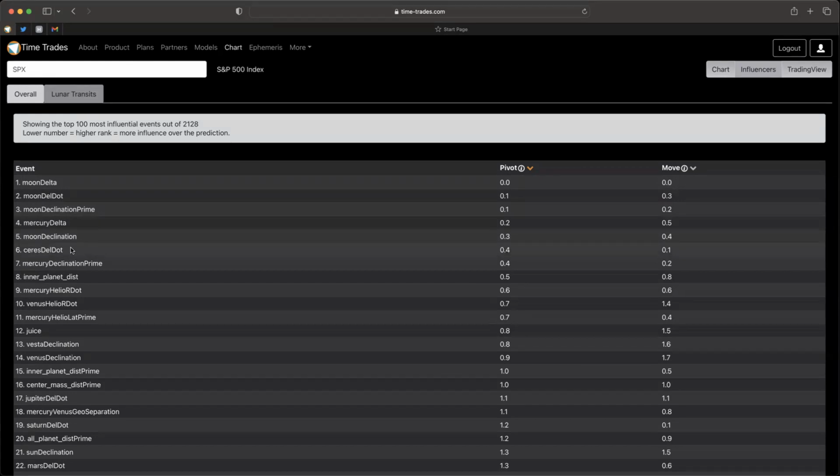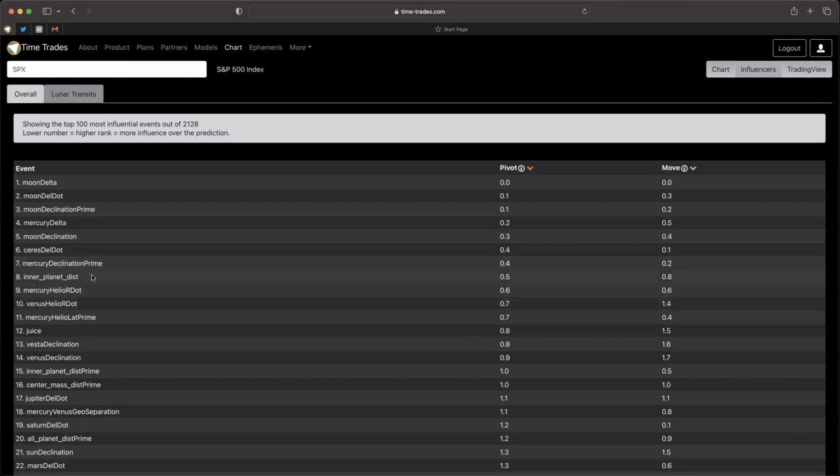That's interesting. Ceres rate of change of distance. Mercury declination prime, rate of change of Mercury's declination. The sum of all interplanet distances. So this is super interesting here. We also have the juice indicator, and that is available to visualize on the time trades chart. That's a proprietary indicator that basically is based on alignments of planets.